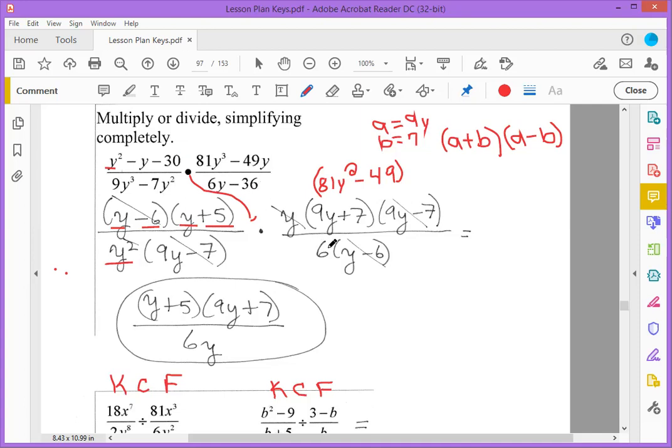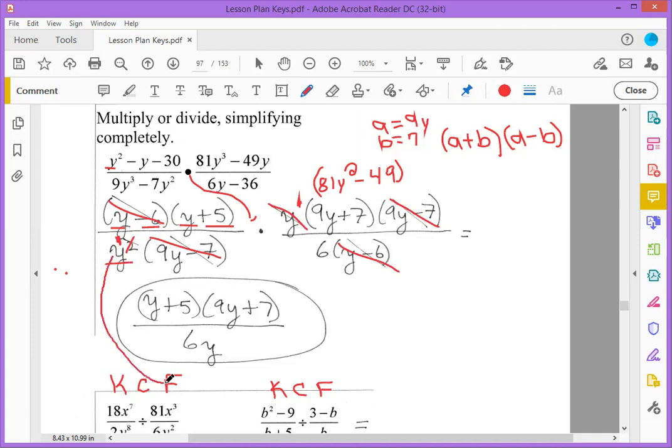In the denominator, we can factor 6 from both of those terms. So 6 factored from 6y leaves y in the parentheses. And when we factor 6 from 36, we get minus 6 in the denominator. So the terms that are alike in the numerators and denominators can cancel. This 9y minus 7 cancels with this 9y minus 7. The y minus 6 cancels with this y minus 6. And if we have one y here in the numerator, it can cancel out one of the y terms in the denominator. So it still leaves one y in the denominator.